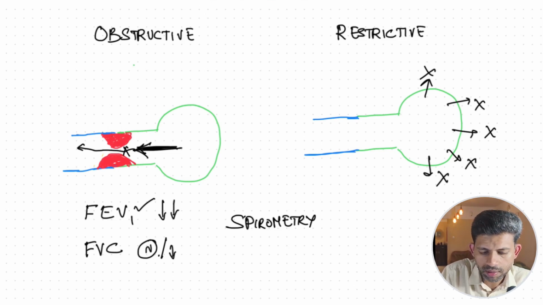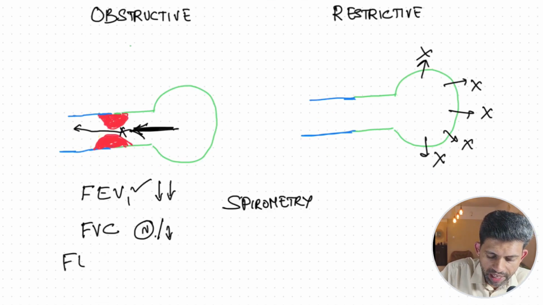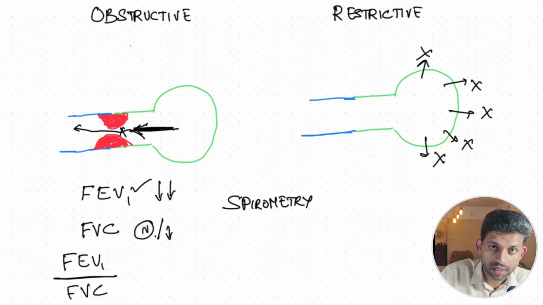as lung volume is more or less normal. So, FEV1 by FVC reduces and is usually less than 0.7 in obstructive lung disease.